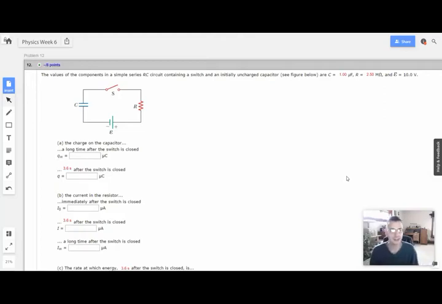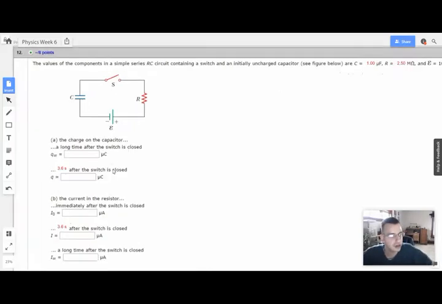Alright, week 6, problem 12. Values of the components in a simple series RC circuit containing a switch and an initially uncharged capacitor. See figure below. Capacitance equals 1 microfarad, resistance is 2.5 megaohms, and the battery is 5 volts. Alright, so the charge on the capacitor a long time after the switch is closed.